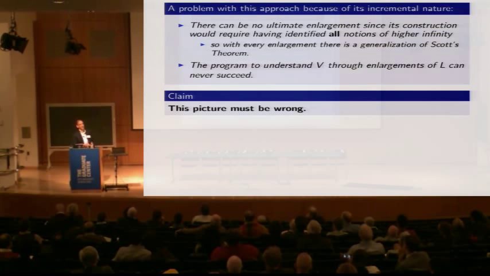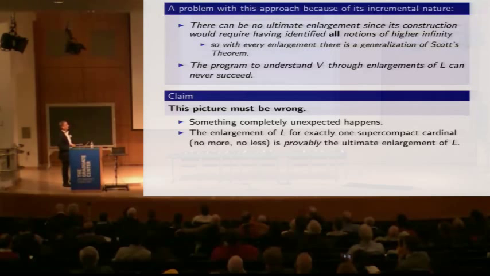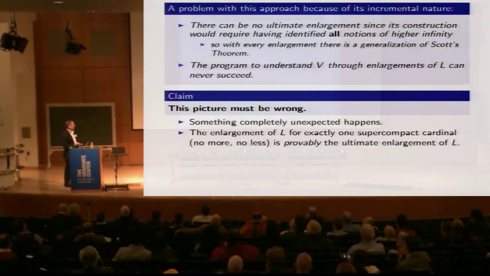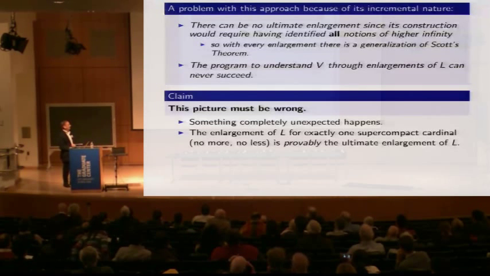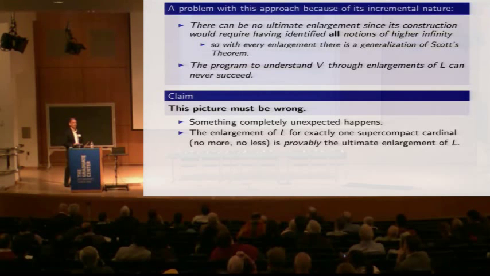This picture must be wrong, or we have to go to attempt 3. It is wrong, possibly. Something completely unexpected happens. The enlargement of L for exactly one supercompact cardinal, no more, no less, is provably the ultimate enlargement of L. And this explains why the whole program was stuck for so long. Trying to do the enlargement for supercompact cardinals has long been a key question. But this says you have to target exactly one supercompact or you're doomed to failure. If you're going to try to advance inner model theory, advance the program, you just don't want to do one supercompact, you're tempted to do 2 or 3 or do huge cardinals. You can't do that.